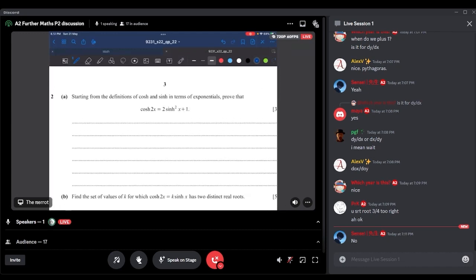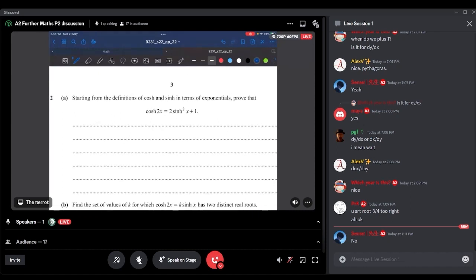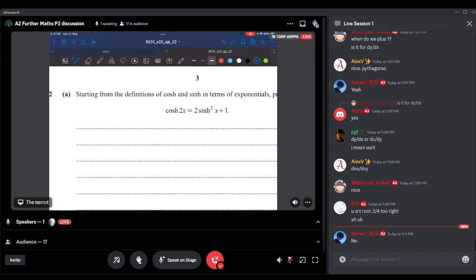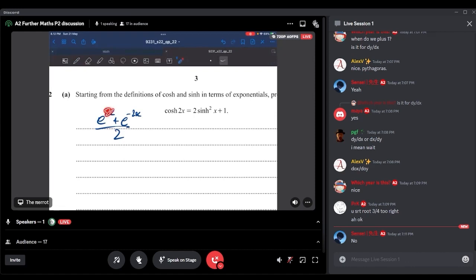Let's start from the left-hand side, actually. So hyperbolic cosine 2x, by definition, it'll be e power 2x plus e power minus 2x, all over 2. Basically just changing this x into 2x.